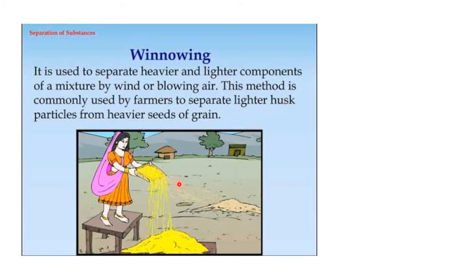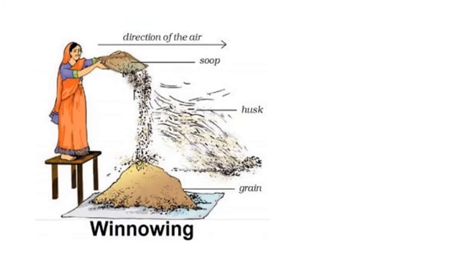The girl is doing winnowing, and this process has been continued from many past years. So this is to make you understand direction of the wind is in this side, and this is a soup, and these are the husk particles. In Hindi we call it bhusa, which the cow eats. And what you will get is the grain. Why? Because the grain is heavy, that is why it cannot be blown by the air, and all the grains will come and make a heap on the ground, over the mat. So this is how the winnowing process occurs.